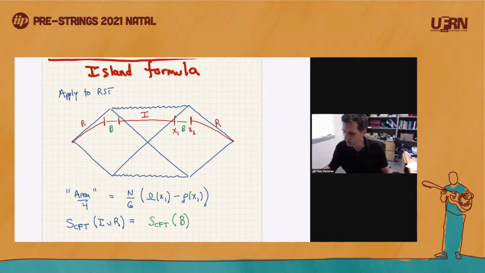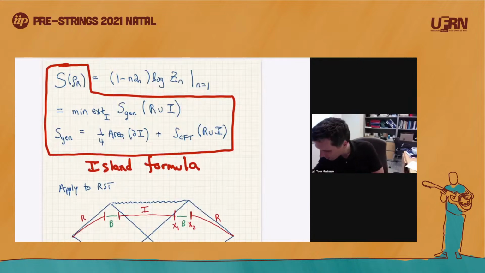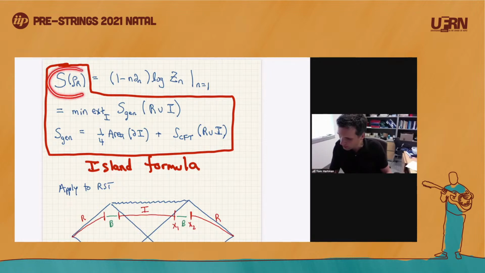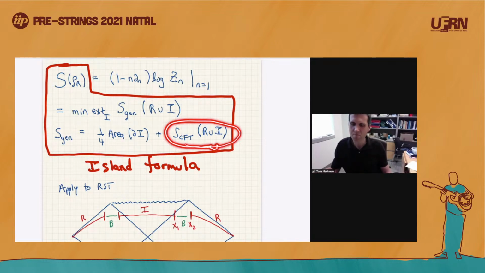Yeah, so it's important that in the island formula, the island formula is a little funny because the left-hand side is supposed to be calculating a von Neumann entropy in quantum gravity. But on the right-hand side, we have this S_CFT. This came from the derivation, and the definition of S_CFT that came out of this derivation is that you should calculate it using ordinary semi-classical gravity on fixed topology.